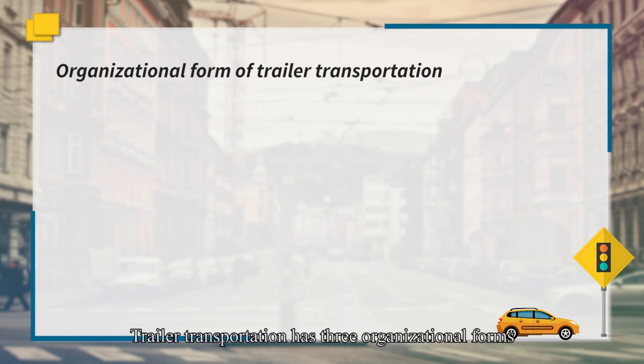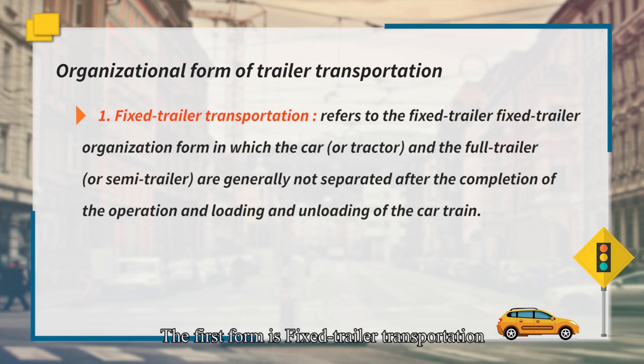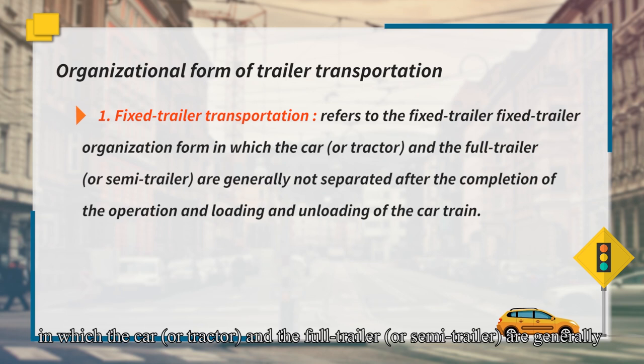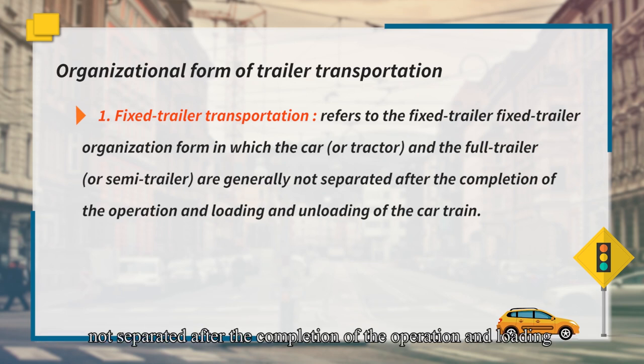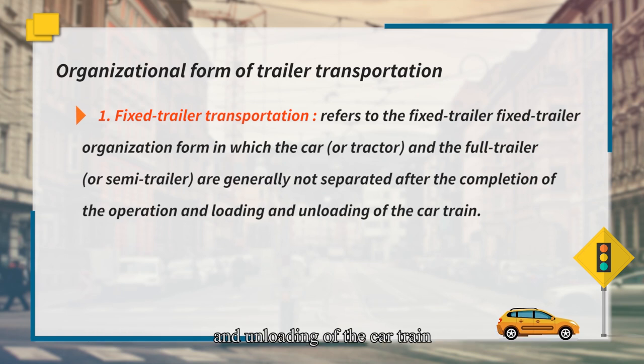Trailer transport has three organizational forms. The first form is fixed trailer. It refers to a fixed trailer organization form in which the car and the full trailer are generally not separated after the completion of the operation and loading and unloading of the car train.